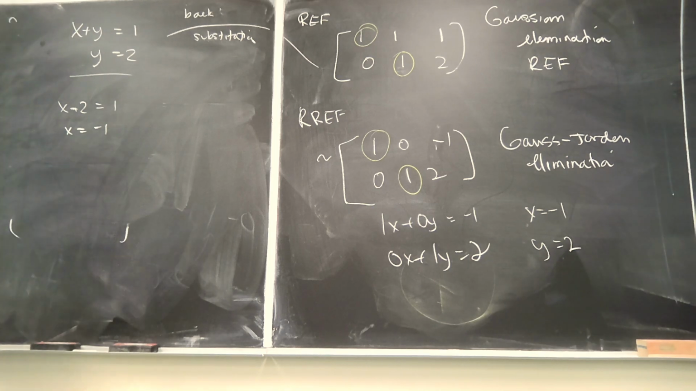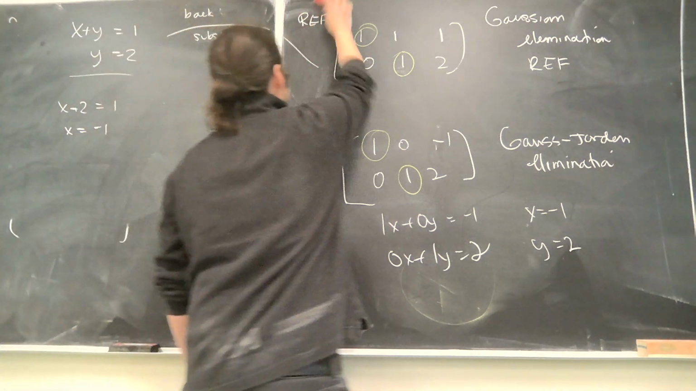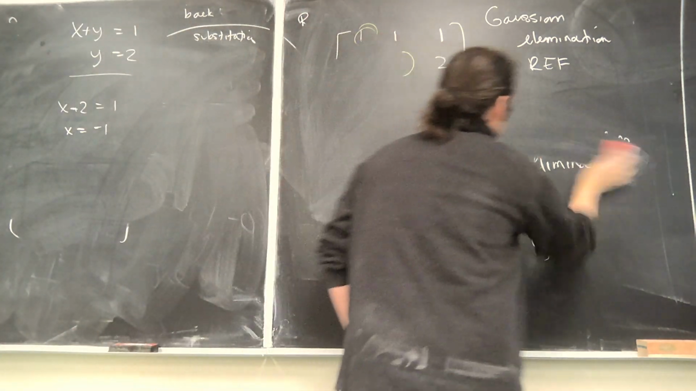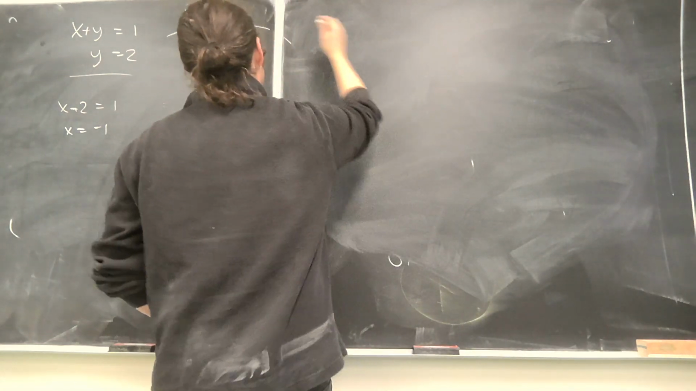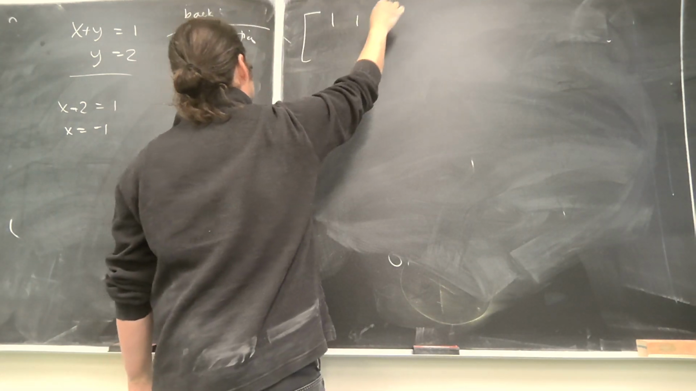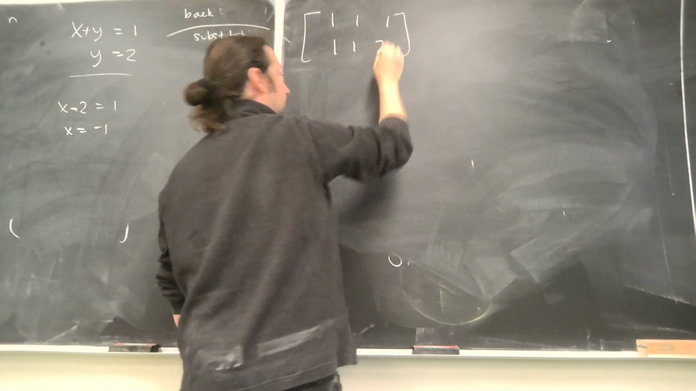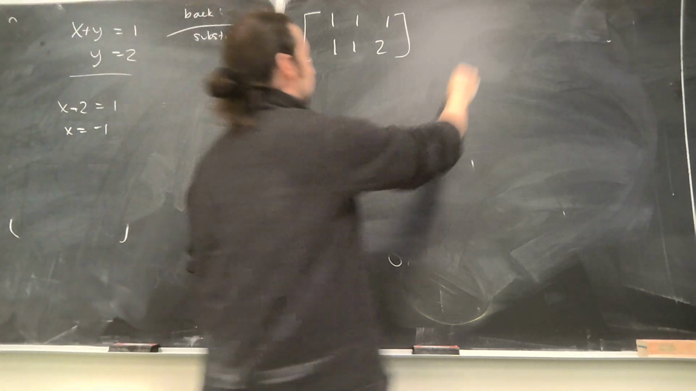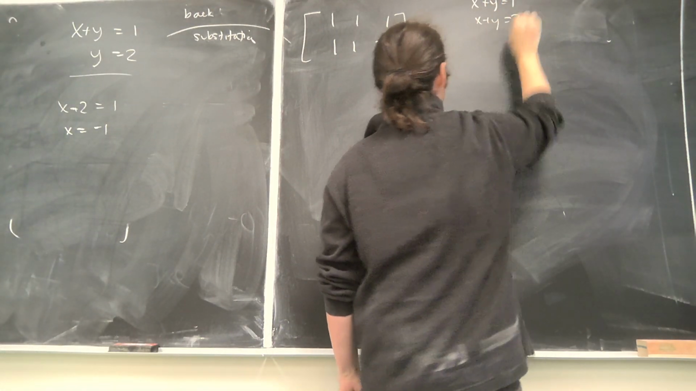Okay. So this is not a very exciting set of equations to use. So let's look at something slightly more complicated here. So let's look at this example. If I wrote down something like 1, 1, 1, and 1, 1, 2. This is an augmented system, or augmented matrix for x plus y is equal to 1, x plus y is equal to 2.